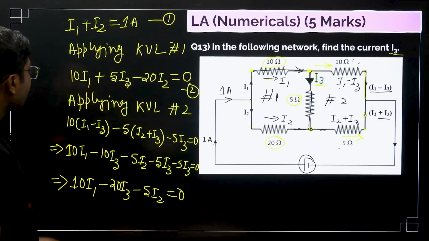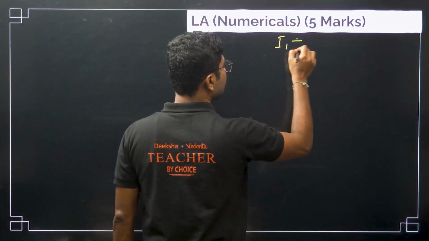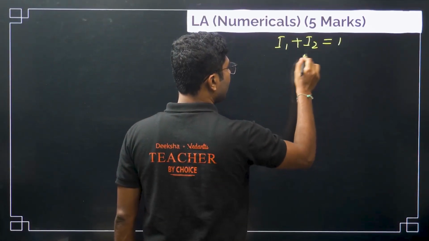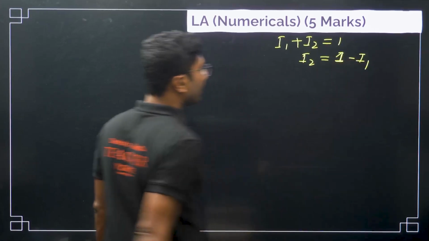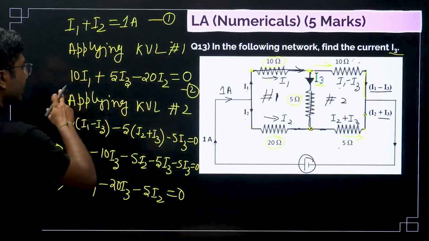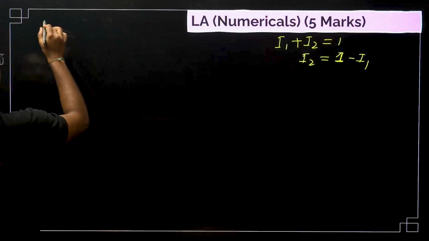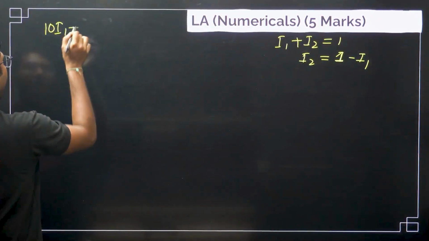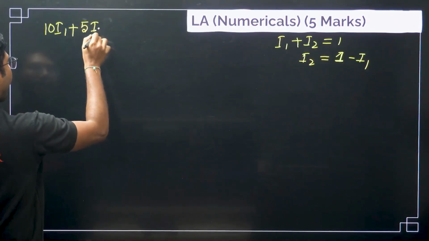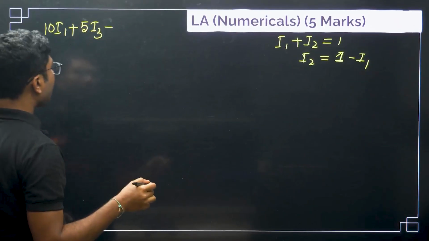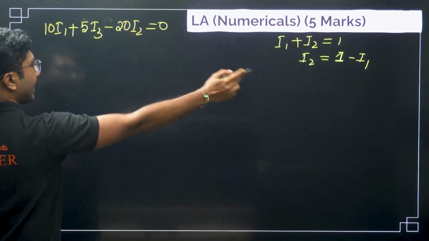So the first equation is I1 plus I2 equals 1, or I2 can be written as 1 minus I1, right? Now what is the second equation? The second equation is 10 I1 plus 5 I3 minus 20 I2 equals 0. Now we will put that value of I2 in this equation.